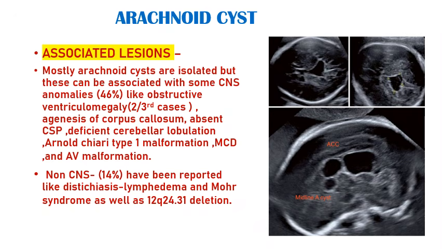Associated lesions: mostly arachnoid cysts are isolated, but they can be associated with CNS anomalies in 46% of cases, like obstructive ventriculomegaly, which is most commonly seen in 2/3 of cases, agenesis of corpus callosum, absent CSP, deficient cerebral lobulation, Arnold Chiari type 1 malformation, MCD, and arteriovenous malformations. Non-CNS anomalies have also been reported, like distichiasis lymphedema and Mohr syndrome, as well as 12q24.31 deletion. This is a midline arachnoid cyst along with agenesis of corpus callosum, and CSP is also absent here.